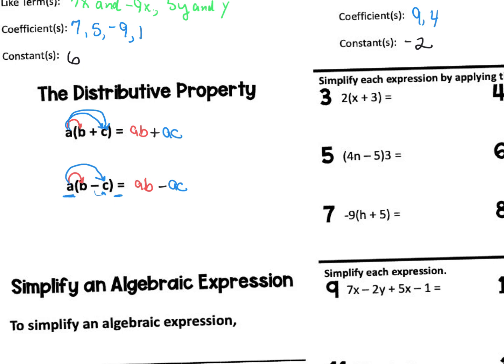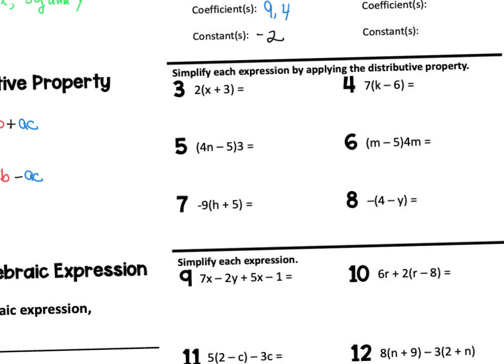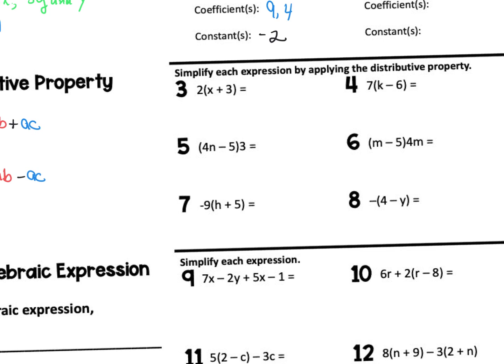So now, for number 3, you're going to multiply 2 times x, which is 2x. 2 times 3 is 6. And that is your answer. And we box and highlight our answers so that Ms. Rickman will know that it's not scratch work.